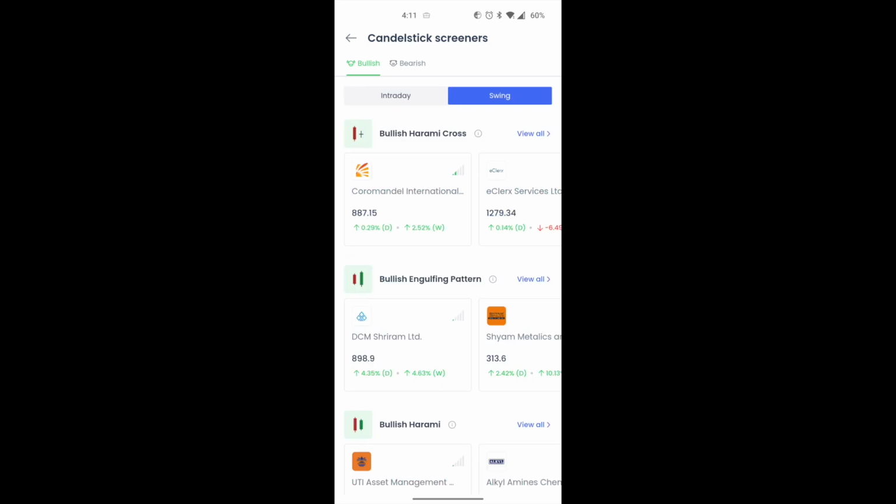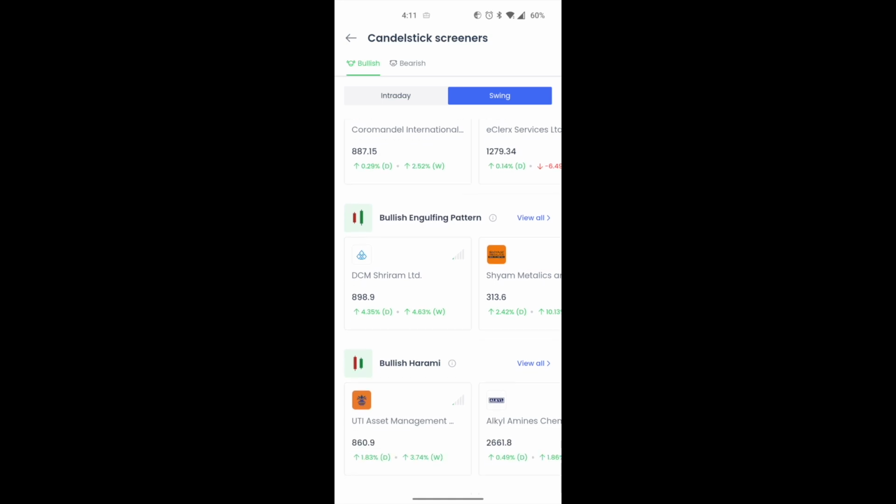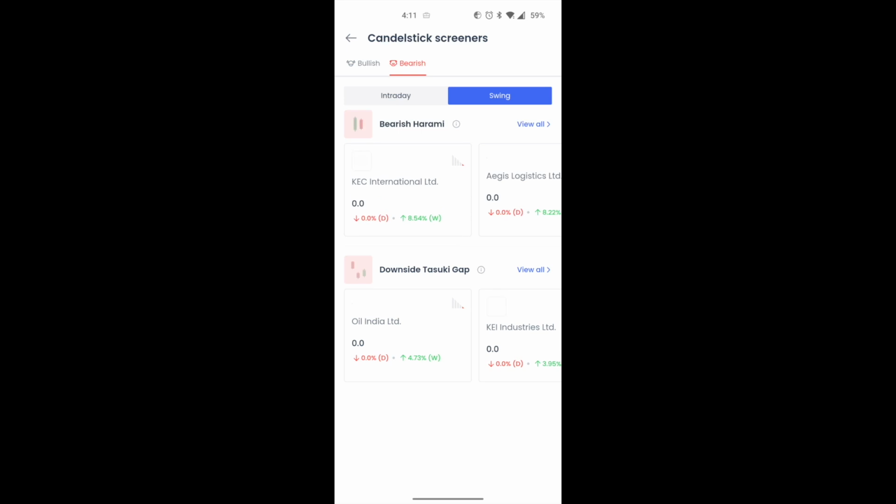So on a swing trading basis, you can see that bullish Harami is formed. DCM Shriram Limited is formed, bullish engulfing. Shyam Metallics, Hitachi Energy India Limited, Sundaram Fasteners Limited, Vardhaman Textiles. So everything according to your view, you will be able to identify the charts.